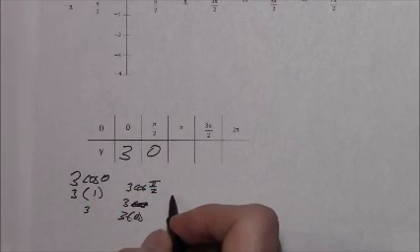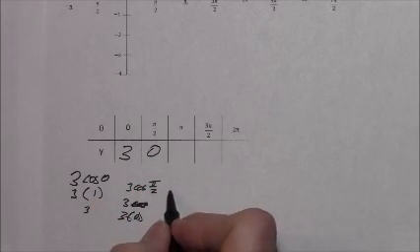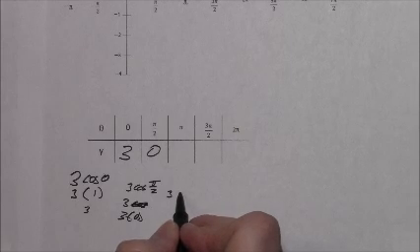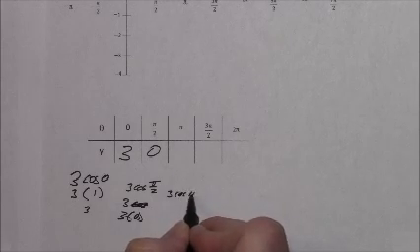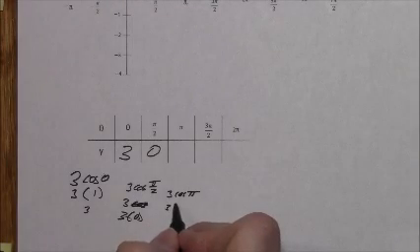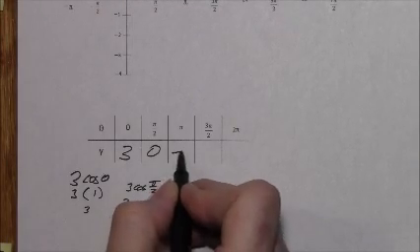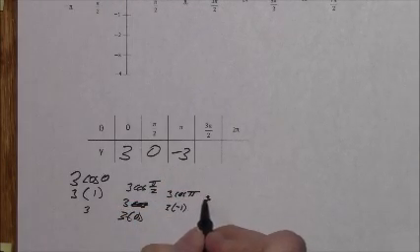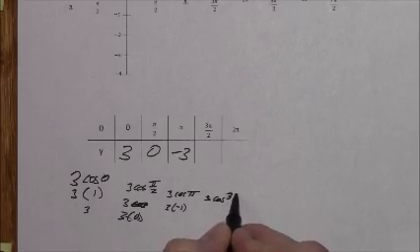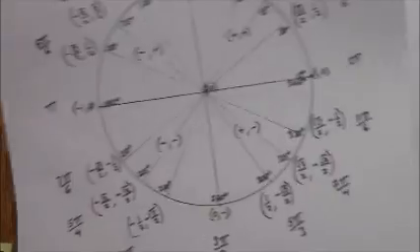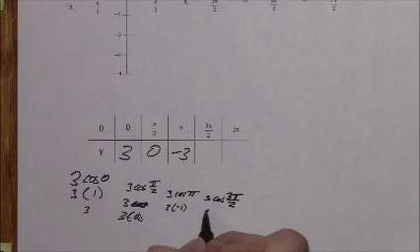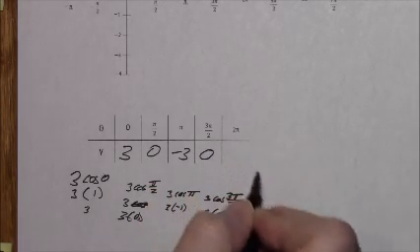And then for pi, we're going to do 3 cosine pi, and the cosine of pi is -1, so 3 times -1 is -3. 3 times the cosine of 3 pi over 2, or 270, well, that's 0, so it's 3 times 0, so we get another 0.